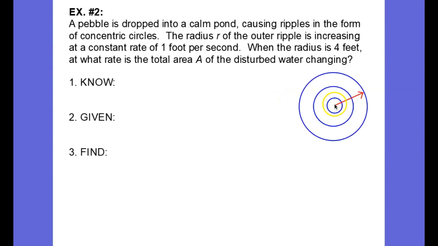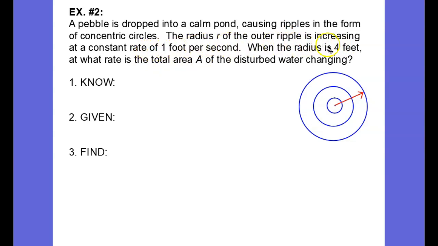Okay, so here we have our pebble dropped into a calm pond. The concentric circles are representing the wavelets that are moving out away from the center. Now the next thing that we want to do is read back through the problem and then identify what we know, what's given, and what we need to find. A pebble is dropped into a pond causing ripples in the form of concentric circles. Got it. The radius r of the outer ripple is increasing at a constant rate of 1 foot per second.